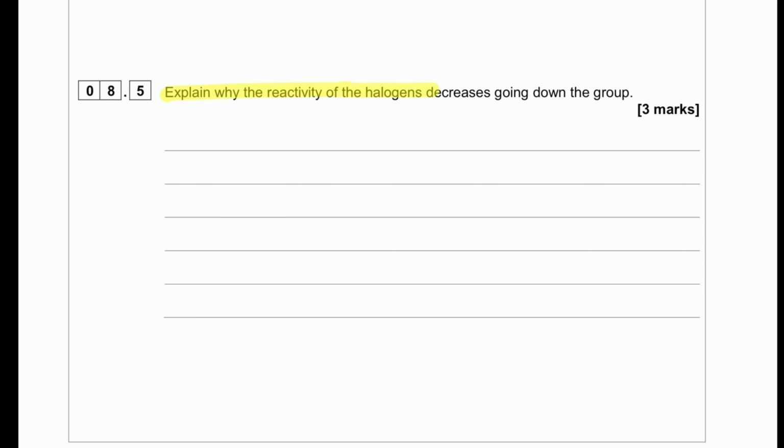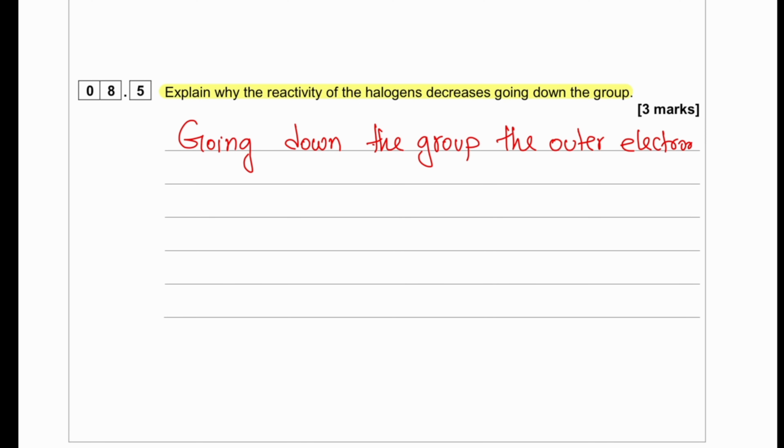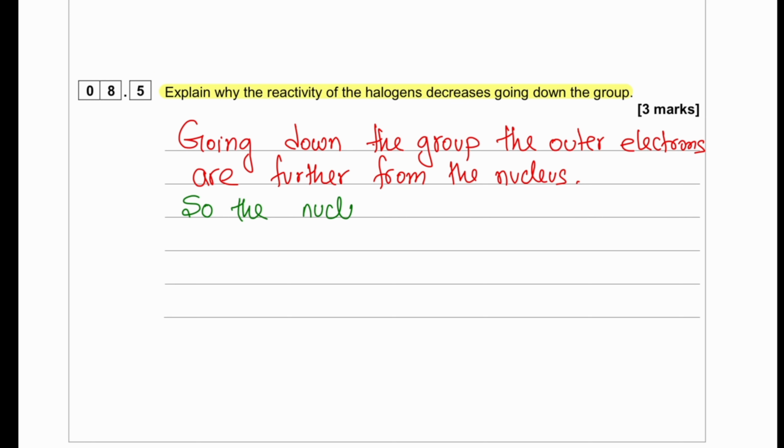Explain why the reactivity of the halogens decreases going down the group. Going down the group, the outer electron goes farther from the nucleus. So the nucleus has less attraction for the outer electron. And since the nucleus has less attraction for the outer electron, it becomes increasingly difficult for the halogen atom to gain an electron. All right.